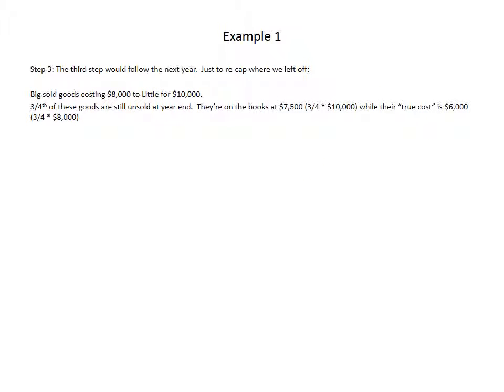Just to recap where we left off, Big sold goods costing $8,000 to Little for $10,000. 3/4 of these goods were still unsold at year end. They're on the books at $7,500. That's 3/4 of the intercompany selling price. Their true cost is $6,000, 3/4 of the true total cost of $8,000. So that $1,500 difference, $7,500 versus $6,000, that $1,500 difference is the markup or the inflation or the profit that's embedded in the inventory account.